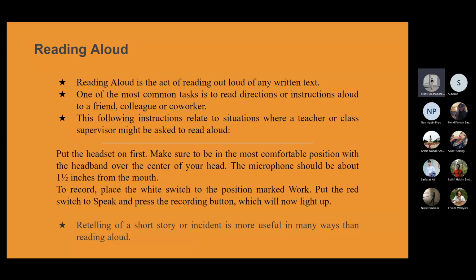Let's take a look at the third point in here. This following instruction relates to situations where a teacher or class supervisor might be asked to read aloud. So in the illustration: put the headset on first, make sure to be in the most comfortable position with the headband over the center of your head, and then the microphone should be about 1.5 inches from the mouth. To record, place the white switch to the position marked work, and then put the red switch to speak and press the recording button, which will now light up.